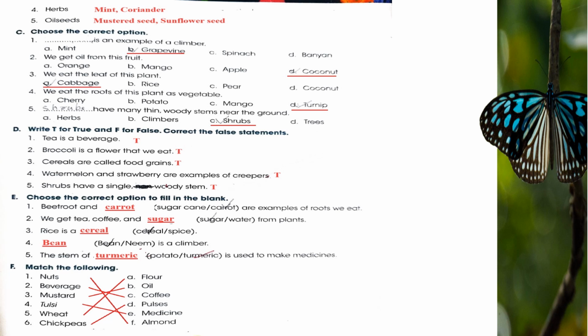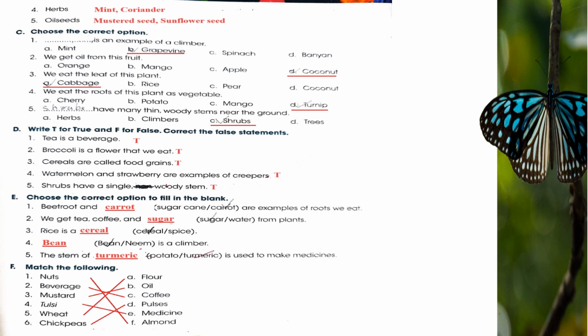Third, rice is a dash, cereal or spice. Rice is a cereal. Fourth, dash is a climber. Bean or neem. Answer is bean. Bean is a climber. Fifth, the stem of dash is used to make medicines. Potato or turmeric. The stem of turmeric is used to make medicines.